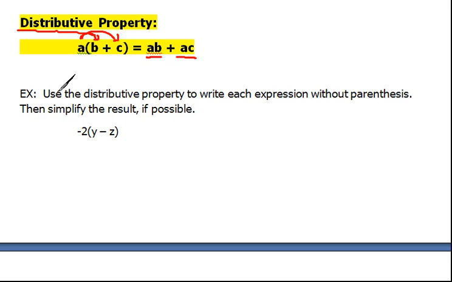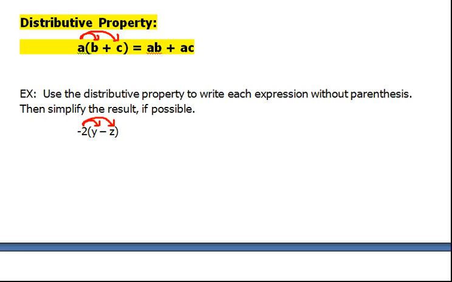So our first example here says use the distributive property to write each expression without parentheses. Then simplify the result if possible. So we have negative 2 times y minus z. There's nothing in here that we can take care of right now because we don't know what y minus z is. But we can distribute. We can go ahead and do that multiplication throughout the parentheses.